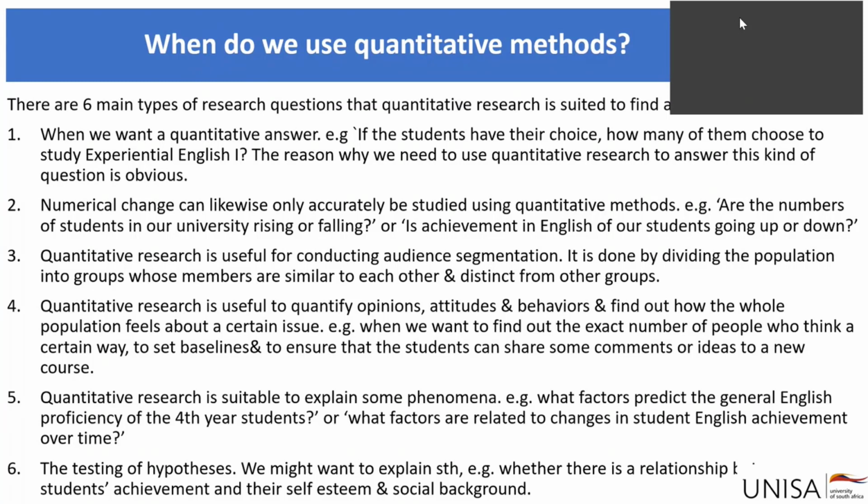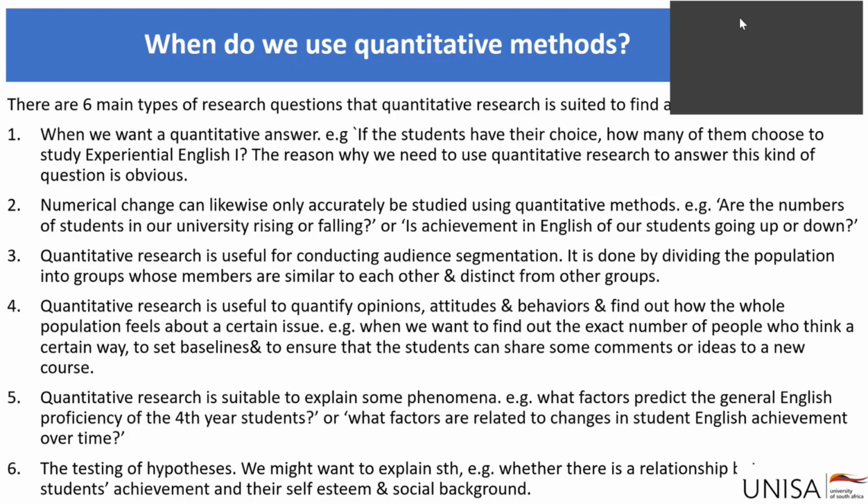We also conduct quantitative research, which is useful for audience segmentation. It is done by dividing the population into groups whose members are similar to each other and distinct from other groups. So if you want to know, for example, when you do a census, how many Indians, how many coloureds, how many blacks, how many whites, and so forth, you need quantitative research for that.